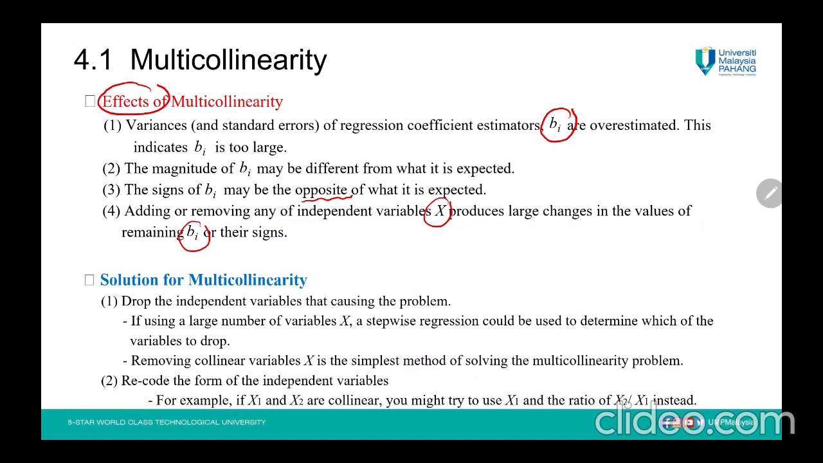Basically, there are two solutions for multicollinearity if it happens in the regression model. The first one is to drop the independent variables that are causing the problem. The second solution, that is we recode the form of the X. For example, if X1 and X2 are collinear, we might try to use X1 and the ratio of X2 over X1 instead.